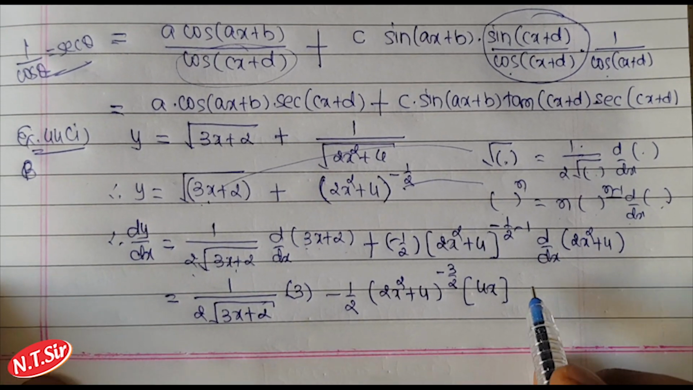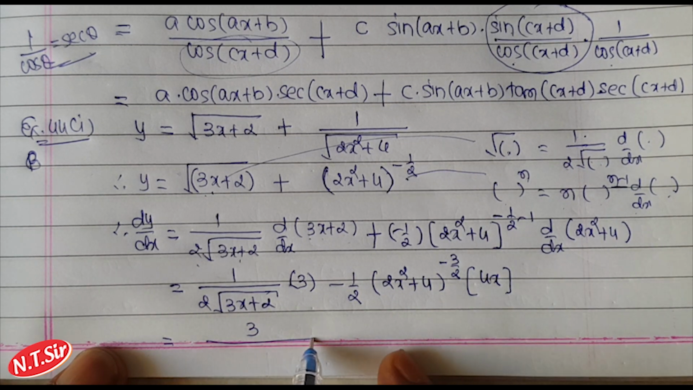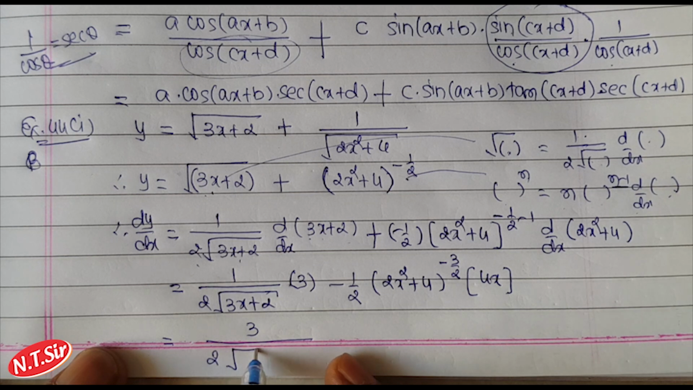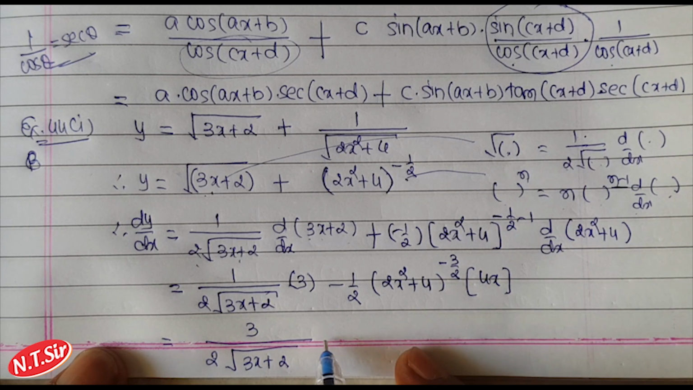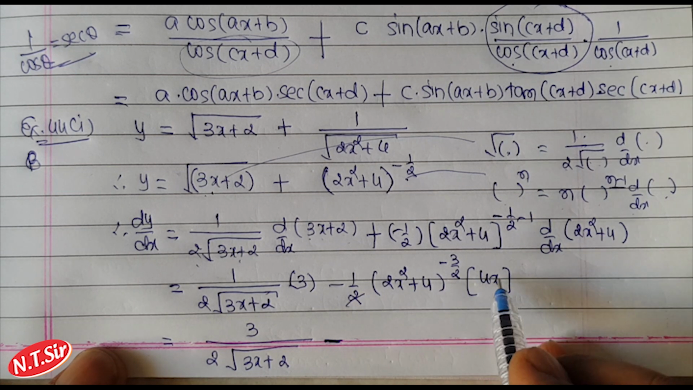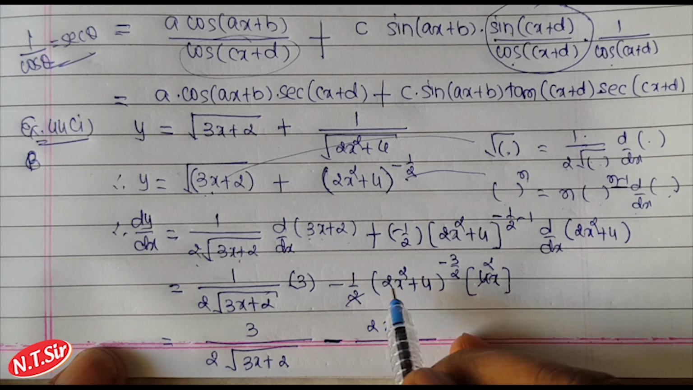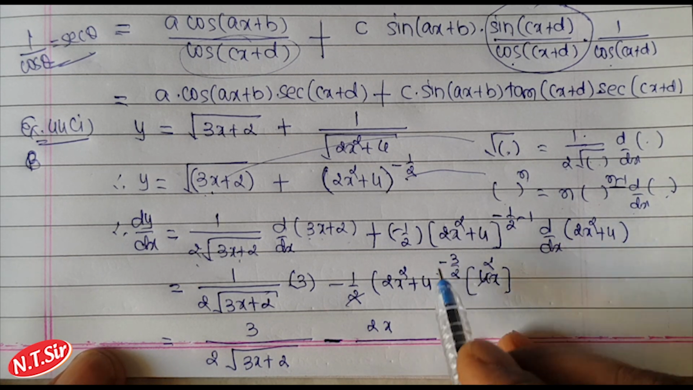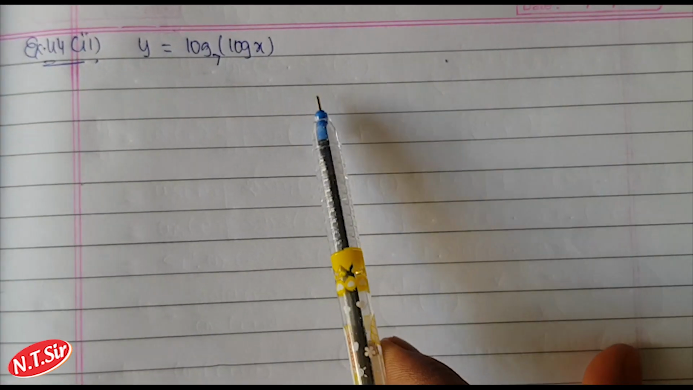So your final answer will be 3 upon 2 times root 3x plus 2 minus, this 2 will be cut, so minus twice x upon, this is 2x square plus 4 to the power minus 3 by 2. So if we write in denominator, this becomes plus, so 2x square plus 4 raised to 3 by 2. So this is example number 44.